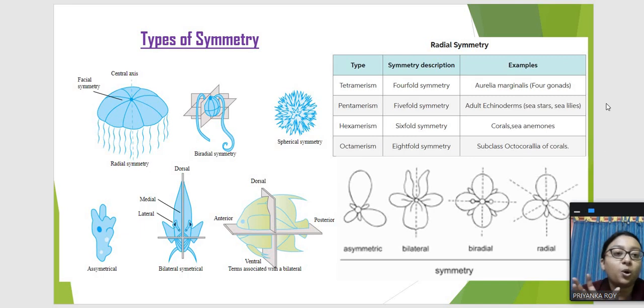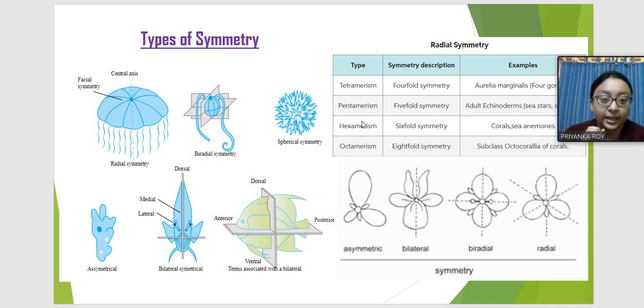So these kinds of symmetry divisions are there with respect to the number of planes with which it can be cut. Like this is triradial because there are 3 organs arranged like this, and any 3 planes can give 2 equal halves, 2 exactly equal halves. So that means it is triradial. Similar to tetramerism, pentamerism, it will be 4, 5, 6, etc. Those parts are there.